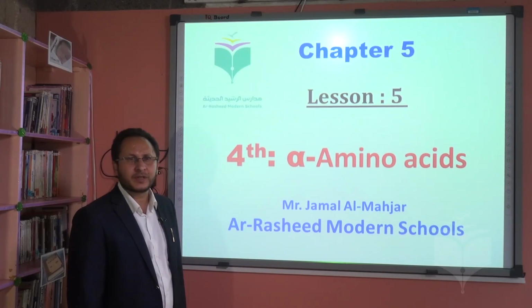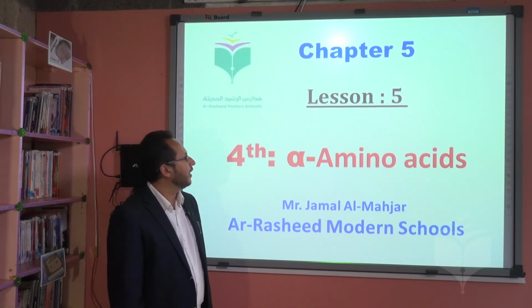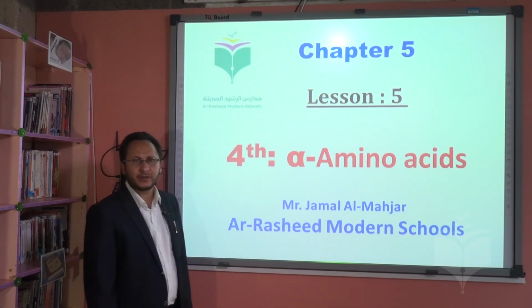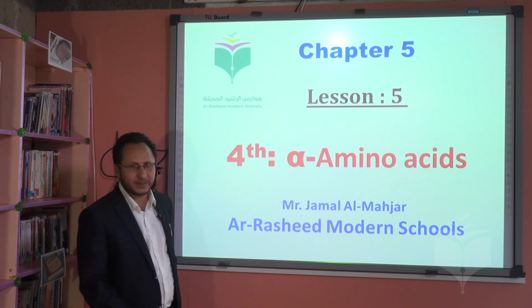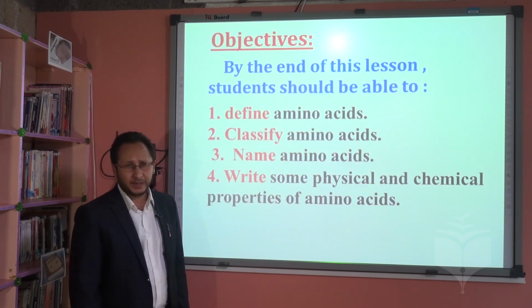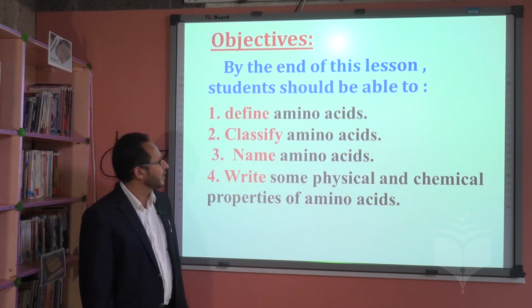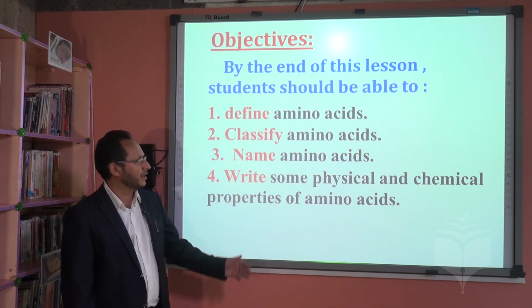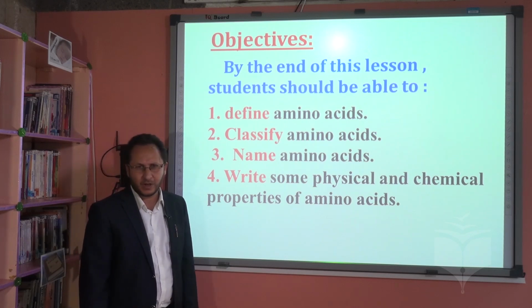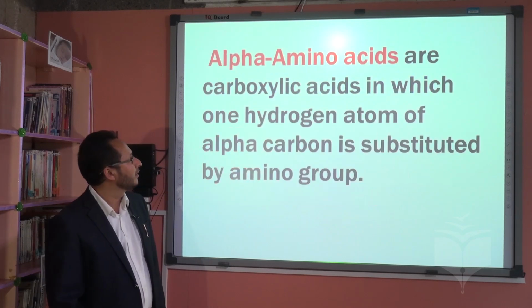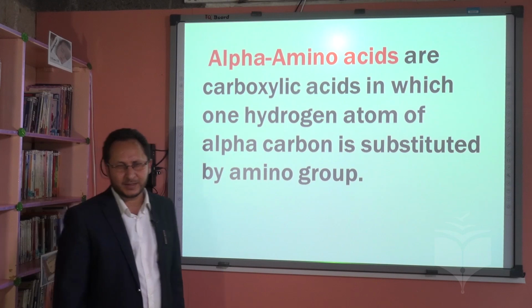Welcome back to Chemistry 12, Chapter 5, Lesson 5. The fourth class of the nitrogen organic compound is amino acid. By the end of this lesson, students should be able to define, classify, name, and write the chemical and the physical properties of the amino acids.